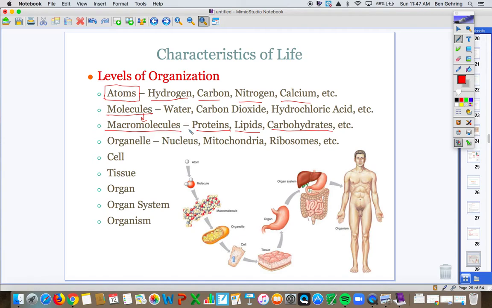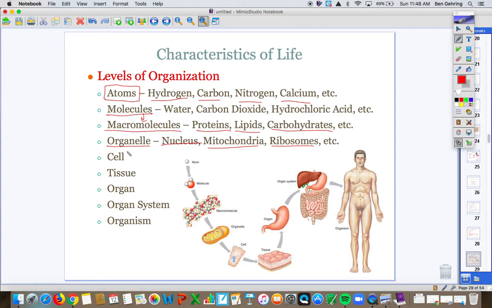These macromolecules are used to form what we call organelles. You've learned about organelles in biology. We're going to talk about them again, review them. Examples of organelles are the nucleus, the mitochondria, ribosomes. You have lysosomes, endoplasmic reticulum. All of those qualify as organelles and are important in our body.